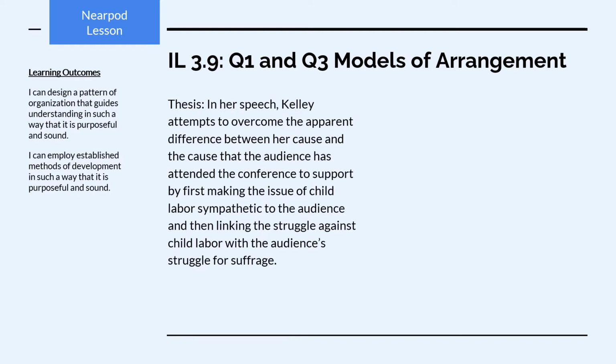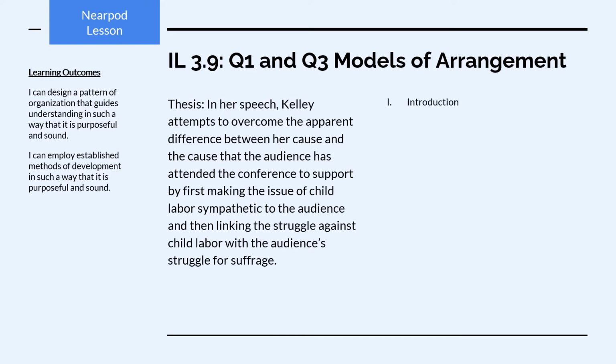Here is another way that I could approach this analysis, looking at some different rhetorical choices and a different obstacle. In her speech, Kelly attempts to overcome the apparent difference between her cause and the cause that the audience has attended the conference to support by first making the issue of child labor sympathetic to the audience and then linking the struggle against child labor with the audience's struggle for suffrage. Okay, so different obstacle here and a couple of different rhetorical choices, rhetorical goals, as I like to call them now, that the writer's pursuing to overcome that obstacle.